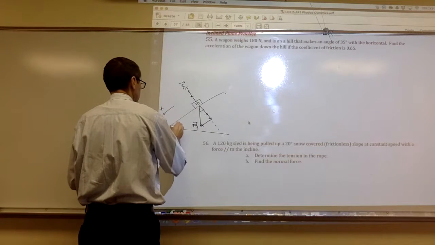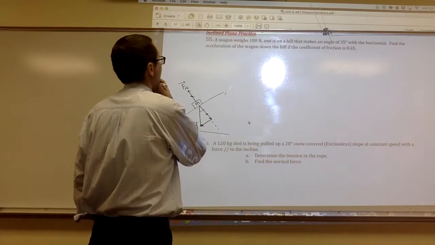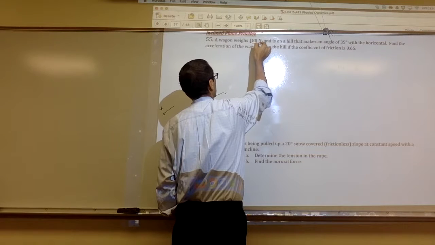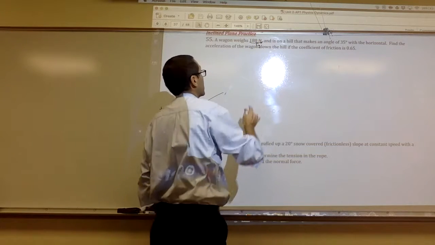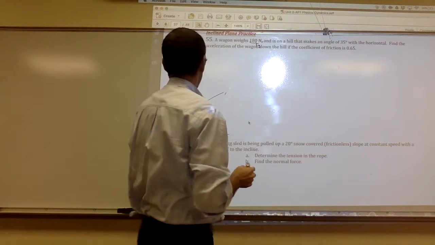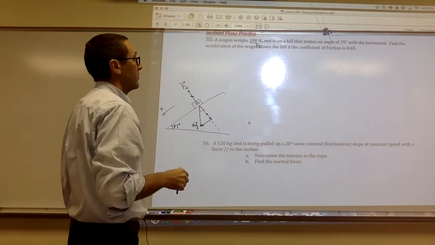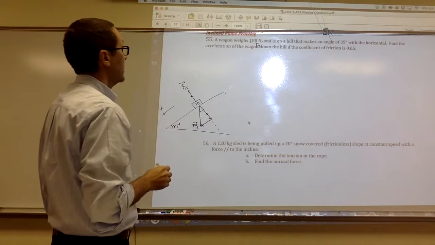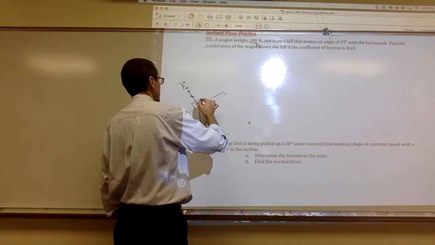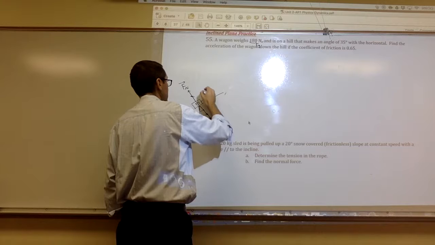So this is a 35-degree angle. So the weight of this object is 180 newtons. It's on a hill that makes an angle of 35 degrees with the horizontal. So the ramp makes a 35-degree angle. Find the acceleration of the wagon down the hill if the coefficient of friction is 0.65. Now we mention friction, so the object is going to go down the ramp, which means friction is up the ramp.